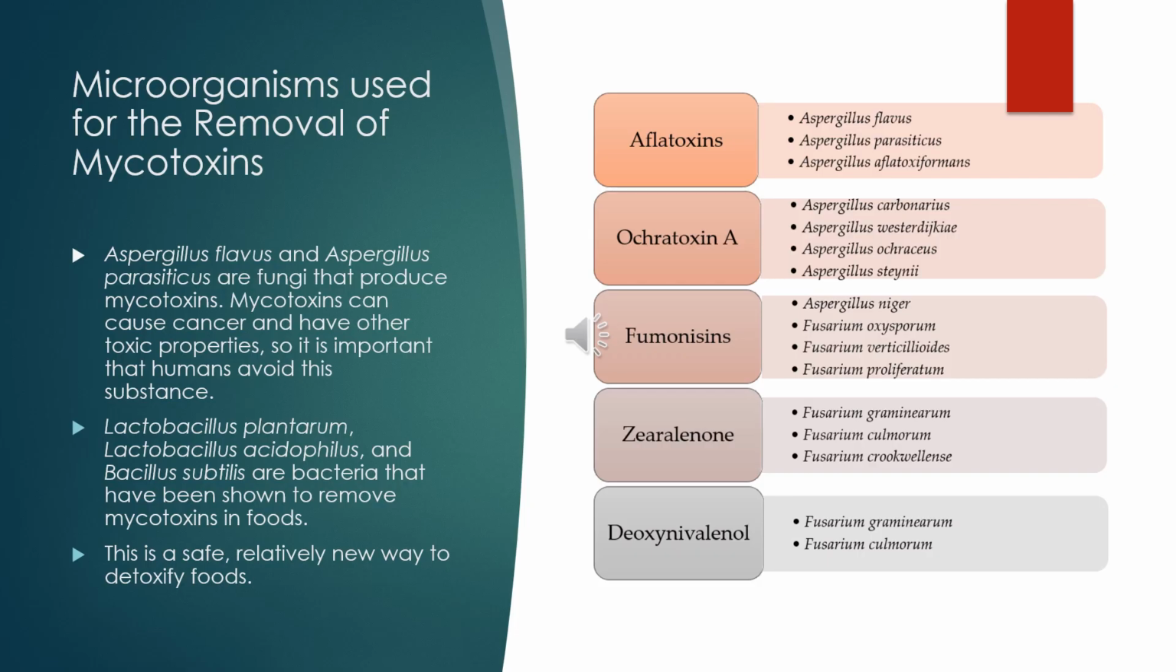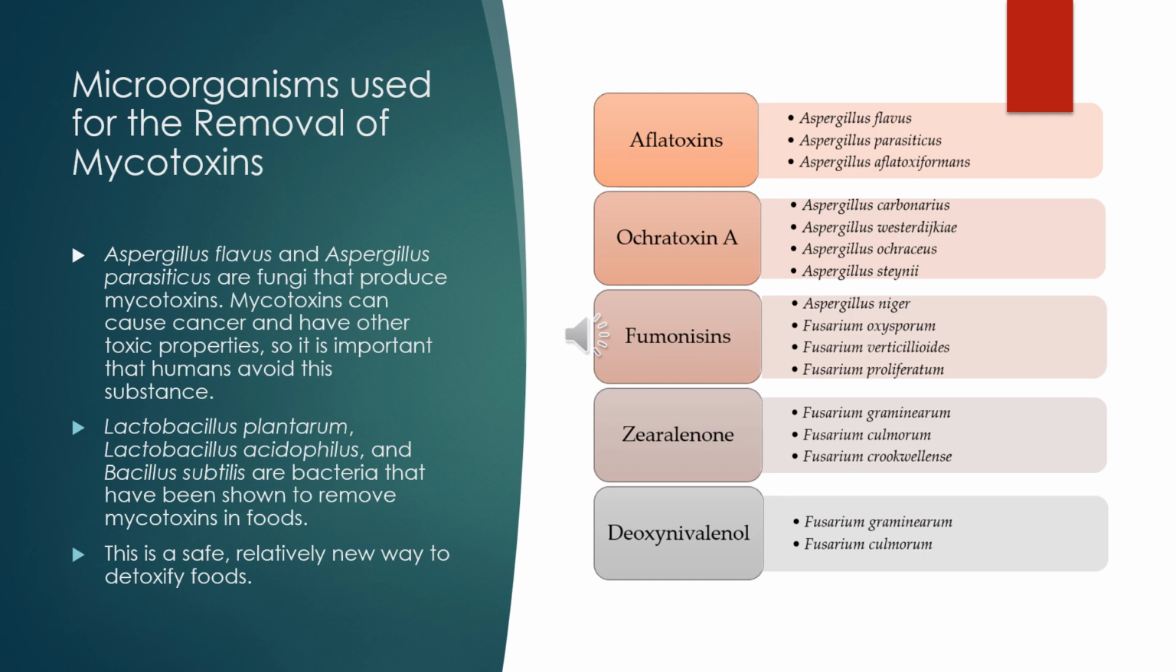Mycotoxin removal is another way that we can use microorganisms. So if you look at the table on the right, the things in the big boxes, those are mycotoxins, and off to the right of that are the fungi that produce mycotoxins. The examples that I've given are Aspergillus flavus and Aspergillus parasiticus. They're fungi that produce mycotoxins.